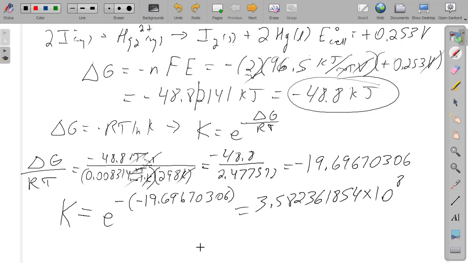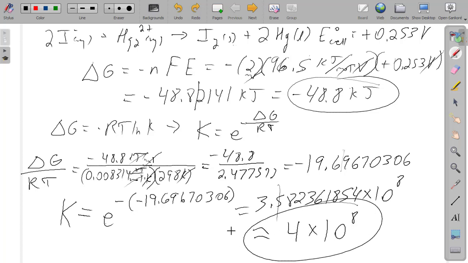Now, when it comes down to all of this, because R and T are constants, our temperature doesn't count. R is constant, T doesn't count. So the delta G is the only one that matters. When I did this, I had 3 significant digits in this division, so I got 3 significant digits here, which means I have 1 decimal place. The reverse log of anything, however many decimal places, that becomes total number of significant digits, so only 1. So this must be 4 times 10 to the 8th as the final answer for this problem.